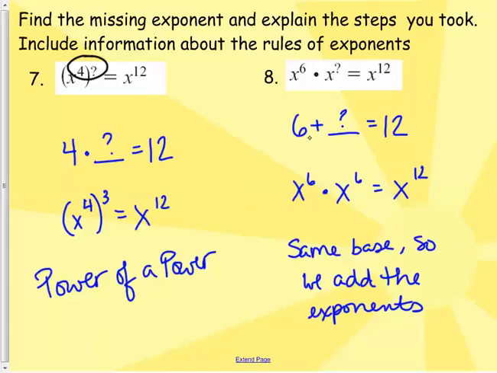Whereas over here, you're asking yourself, what do you add? Because these would be like 6 x's written out. And then we need to know how many more would go here for this to be x to the 12th. So 6 plus 6 gives me 12. So our answer would have to be 6. Same base, so we add the exponents.